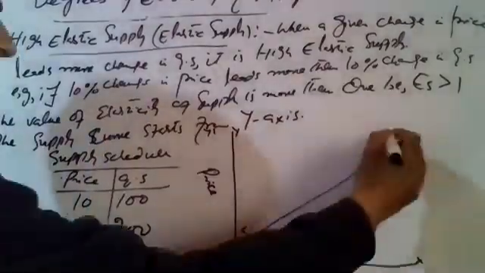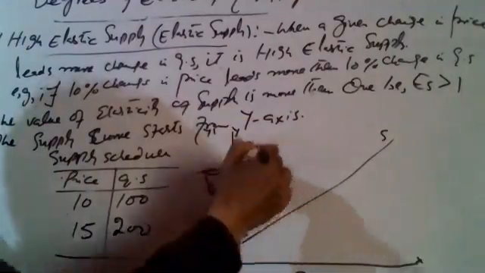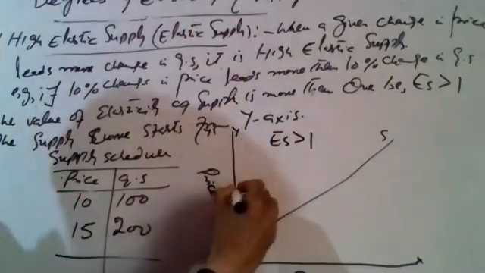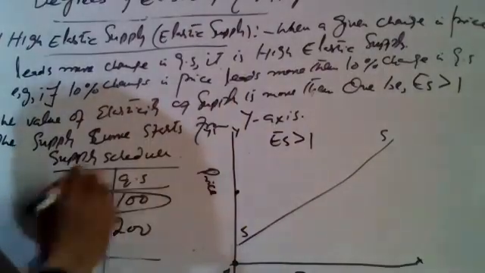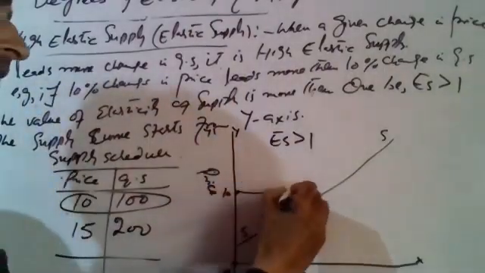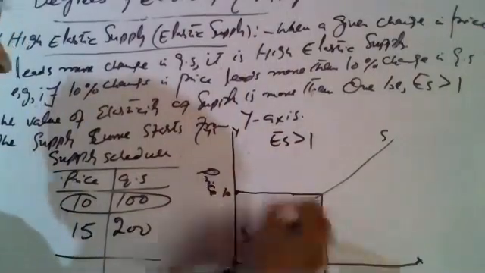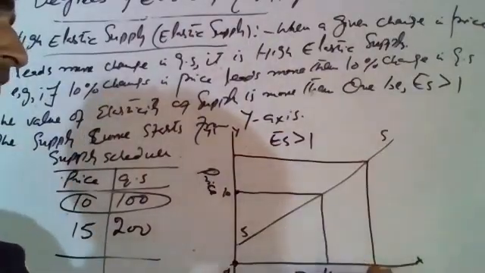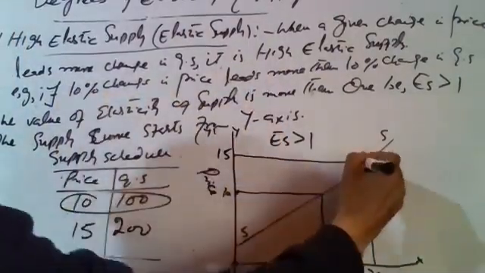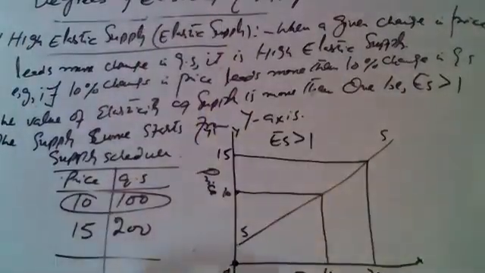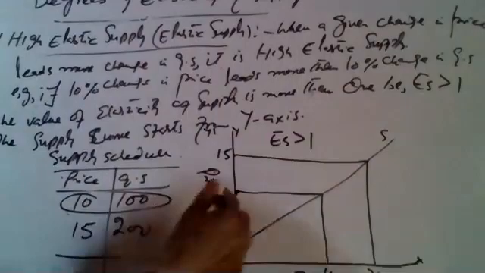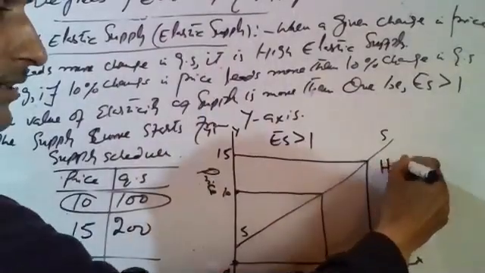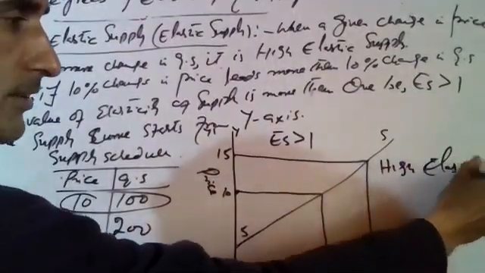For example, the supply curve starts here, so the elasticity of supply is more than 1. For example, at a price of 10, supply is 100. Price goes to 15, supply goes to 200. This is high elastic supply. In such a case the supply curve starts above the origin, on the y-axis. This is high elastic supply.